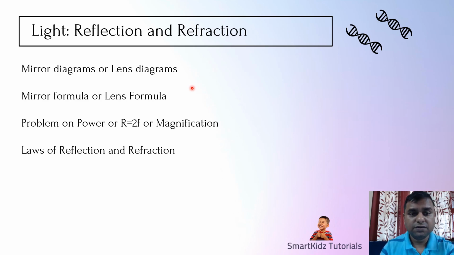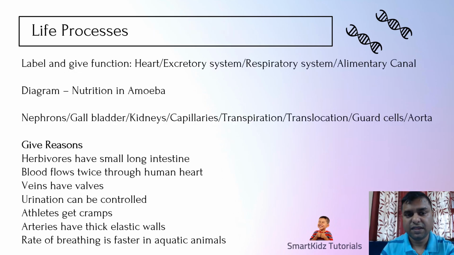So this is about reflection and refraction. 5 marks for this, 2 marks directly from the diagram. Please study the diagram. It is coming. Either study mirror or lens. Life processes, another chapter which will have 5 marks.